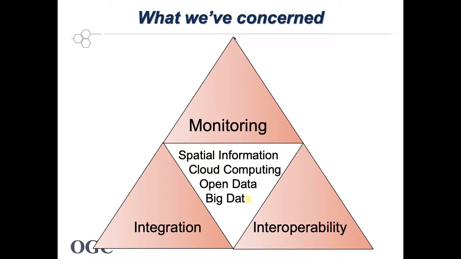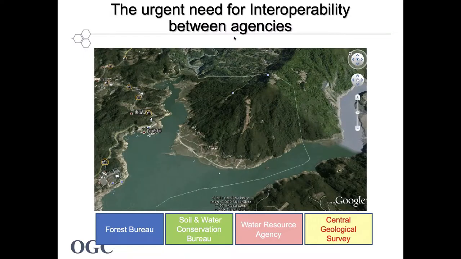The way to integrate all those sensors in Taiwan in recent years is through SensorThings API. The SensorThings API standard has already been adopted by Taiwan for several years after it was released. So in Taiwan, for monitoring, for integration, for interoperability, there are lots of problems. I think it's the same thing in the world.